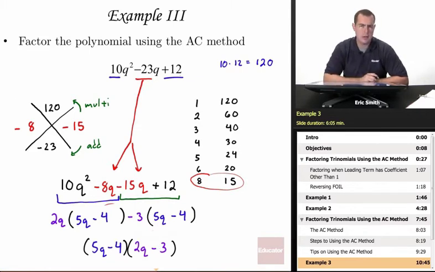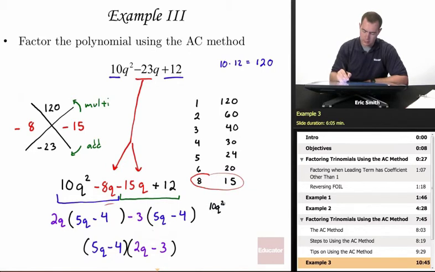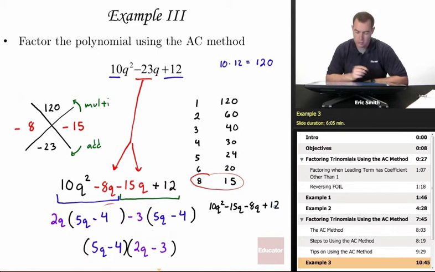Let's quickly check to make sure that this is the correct factored polynomial just by running through the FOIL process. So 5q times 2q would be 10q squared. Outside terms, minus 15q. Inside terms, minus 8q. Last terms, plus 12. It's already starting to look pretty good.